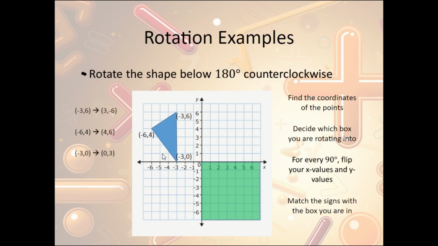And then now we need to match the signs. So over here we have positive x's and negative y's. So we have positive x's, negative y's. And then we plot each of those points, and then draw in our triangle. And notice now it's a perfect rotation.